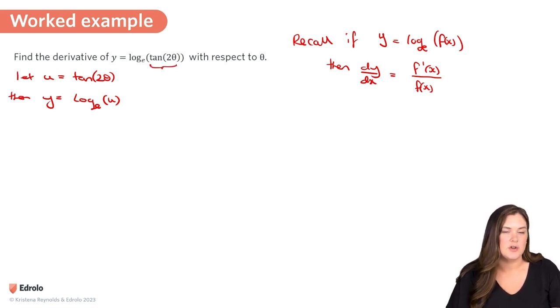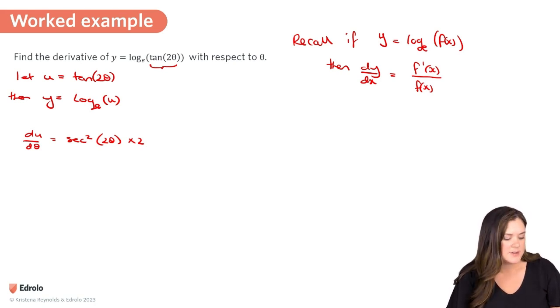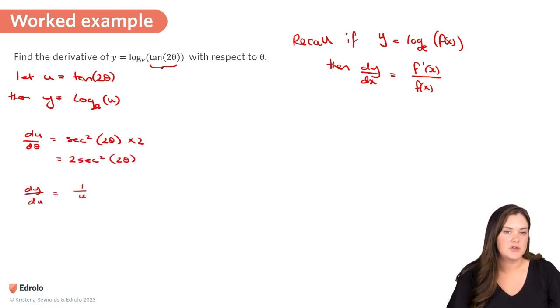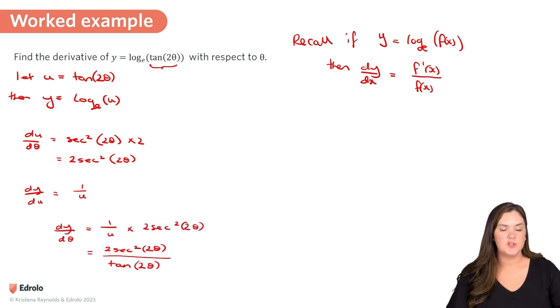Now I have two different equations, so I can differentiate them separately. Firstly, I have du d theta. That equals sec squared 2 theta, multiplied by the derivative of the inside part there, which is just 2. So we get 2 sec squared 2 theta. Now differentiating y with respect to u, using the rule that we have up the top there, we end up just getting 1 over u. The derivative of u is just 1, so that's why we've got 1 as the numerator, and then u is the denominator. Using those, we're going to multiply them together to find the derivative of y. So multiplying those two together, we end up getting 2 sec squared of 2 theta divided by tan 2 theta.